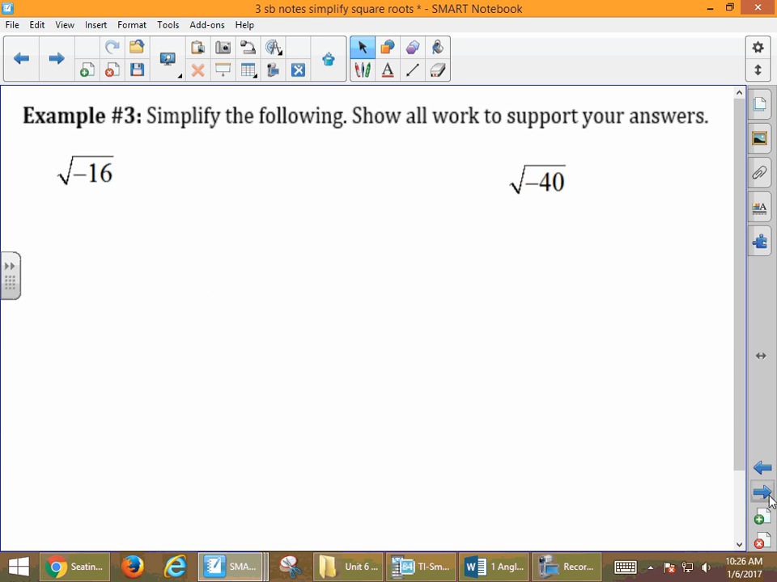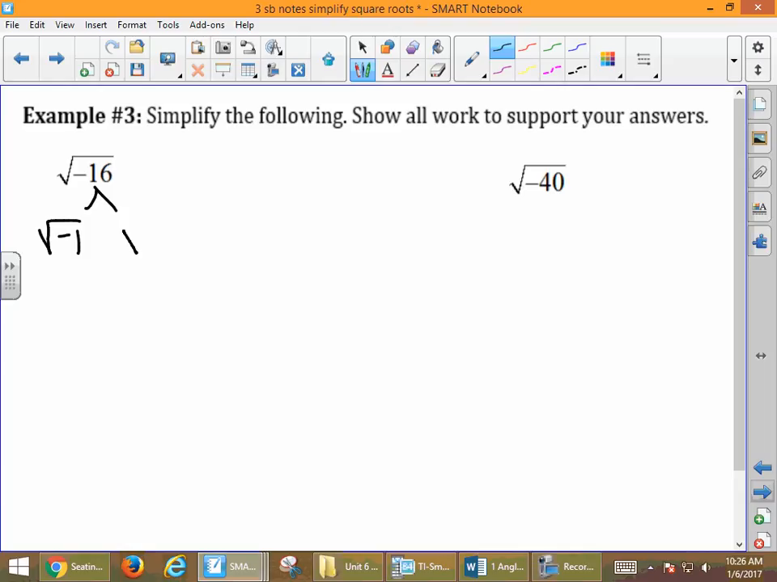So when we look at example 3 here, the square root of negative 16, the first thing that we want to do is write this as the square root of negative 1 times the square root of 16. The square root of negative 1 is i. Do we know what the square root of 16 is? 4. So what we're left with is i times 4, but really in math, we like to write the number first. It's 4i.